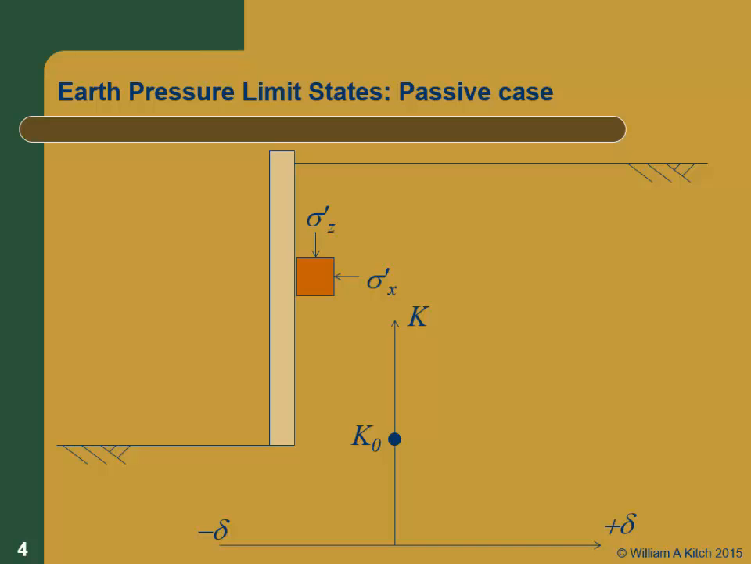If we could measure that as we push the wall, it would increase as the displacement increases. This is the horizontal displacement. Delta x is positive to the right, and we'll do negative to the left. So as the displacement increases to the right, K, which, remember, is defined as the ratio of sigma prime x over sigma prime z. Because sigma prime z is constant, the denominator is not changing, so the numerator is going to increase, and K is going to increase.